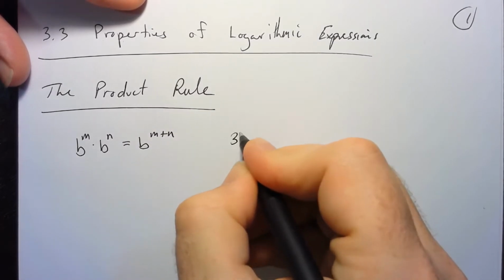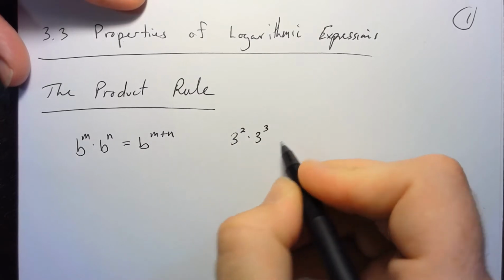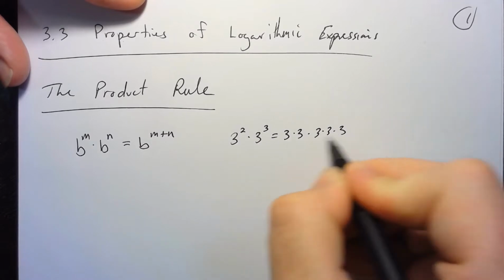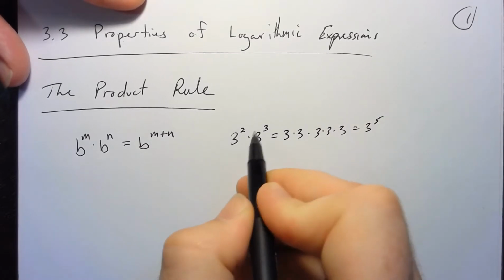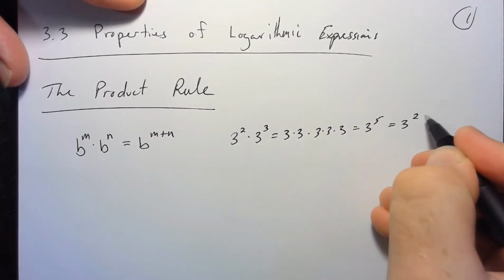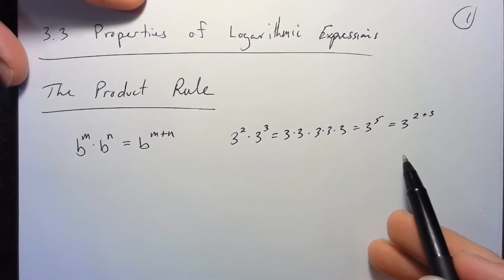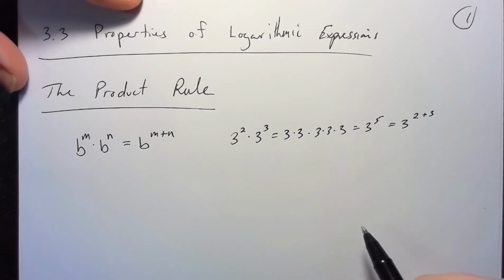Again, it's something like 3 to the power of 2 times 3 to the power of 3. You can rewrite it as 3 times 3 times 3 times 3 times 3. And in reality, that's 3 to the 5th, which again behaves as though you're just doing 3 to the 2 plus 3. So this is the rule for exponential functions. Well, let's talk about the rule for logarithmic.